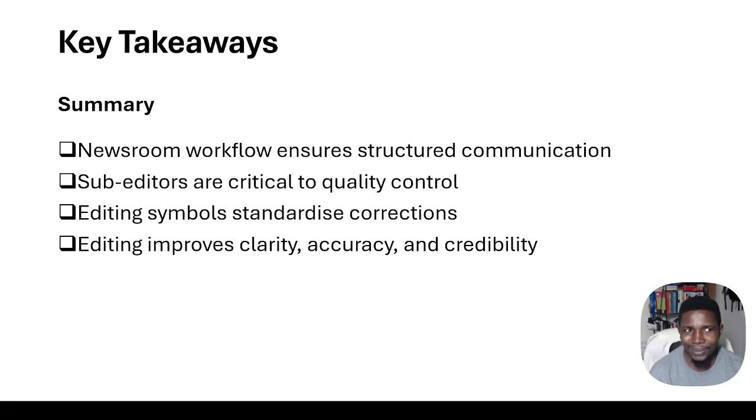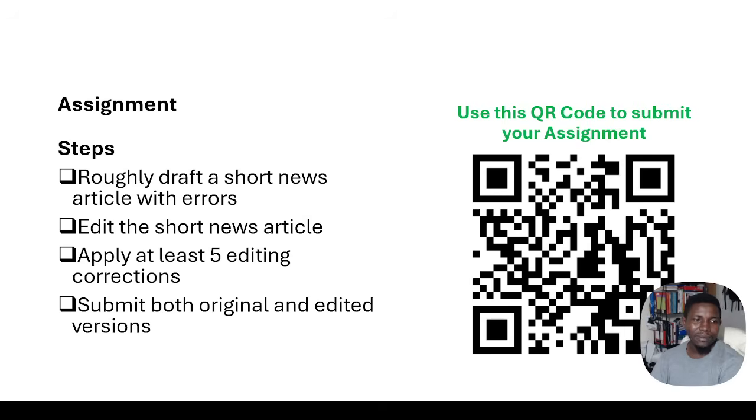I have an assignment for you. I want you to roughly draft a short news article with errors, and ensure that there are errors anywhere. There's no way you can even draft it without an error. You can, of course, use AI to draft a rough draft of any story about anything, just for you to see, and then edit the content that has been generated with mistakes. Apply at least 5 editing corrections, symbols, and then submit both.